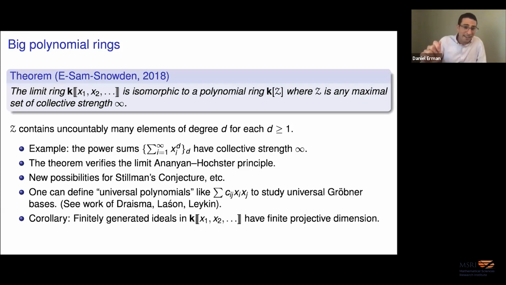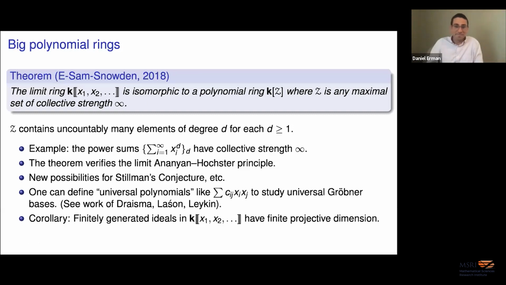So let me try to make sense out of this. First, to get your head around it, maybe we can think about the power sums, the sum of x_i to the d, in characteristic 0, I should have said. Each of those elements has strength infinity, and taken together, they have collective strength infinity. So those could be chosen to be a subset of this set Z. They should act like independent variables. And that's actually known in combinatorics, where they study the ring of symmetric functions. It's known that these infinite power sums are algebraically independent. So it's kind of our theorem.